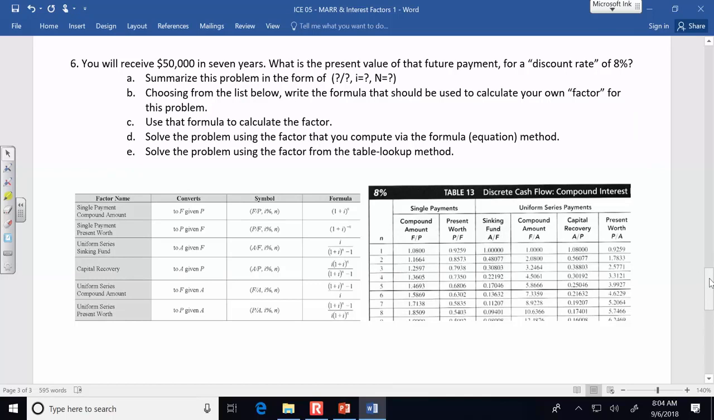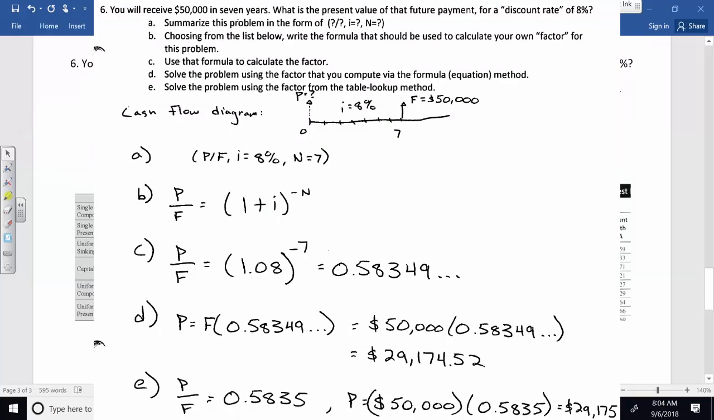All right, so let me interrupt for just a moment, and we'll talk about some of the elements of this question number 6. You receive $50,000 in 7 years. Even if it doesn't specifically ask for it, it's often a good idea to begin with a cash flow diagram. So we've got a 7-year horizon starting at 0, 1, 2, 3, 4, 5, 6, 7. You receive the money, so that's going to be an inflow to you. So we draw the line up. That's in the future, so we label it F, and the amount is $50,000.